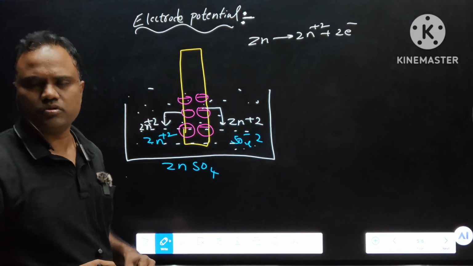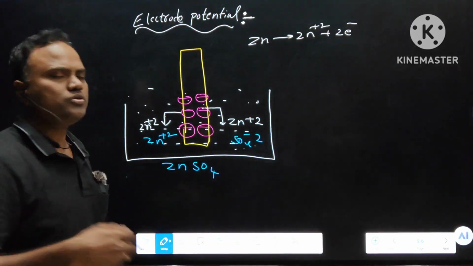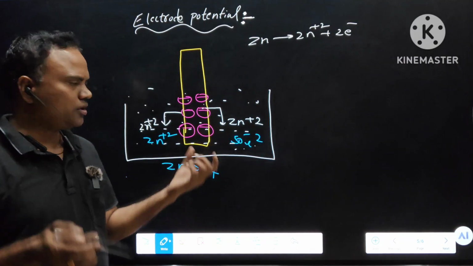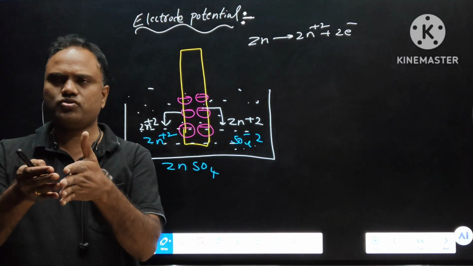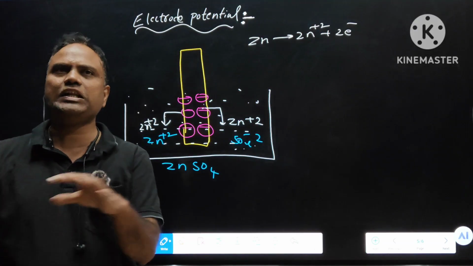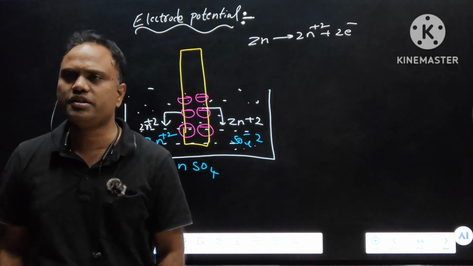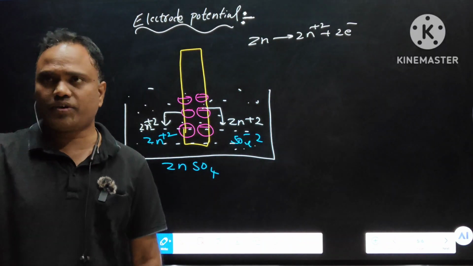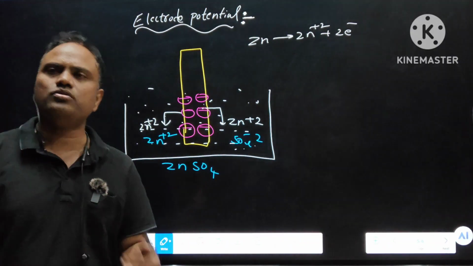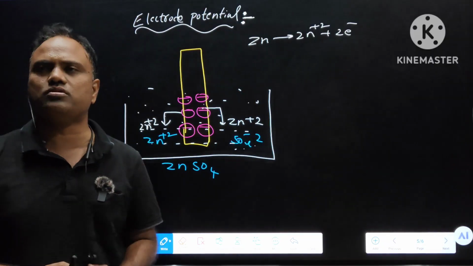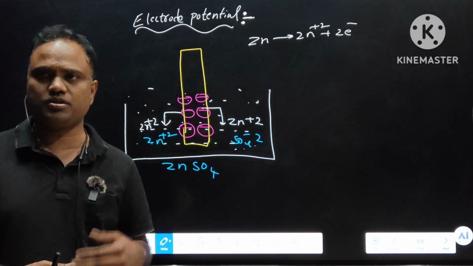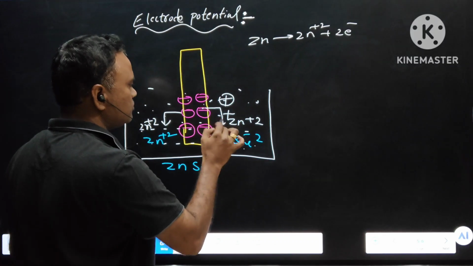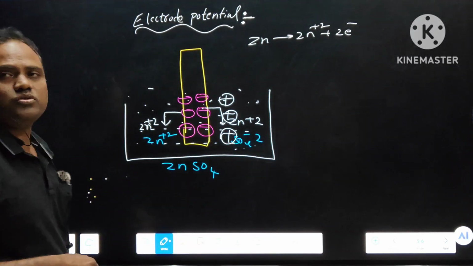On the rod, negative charge is present. In the solution, which charge is increasing? Before immersing the rod, Zn2+ ions and SO4 2- ions are there in equal amounts, so electrical neutrality is present. After immersing the rod into the solution, extra positive ions are coming, right? Additional positive charge is coming due to Zn2+.